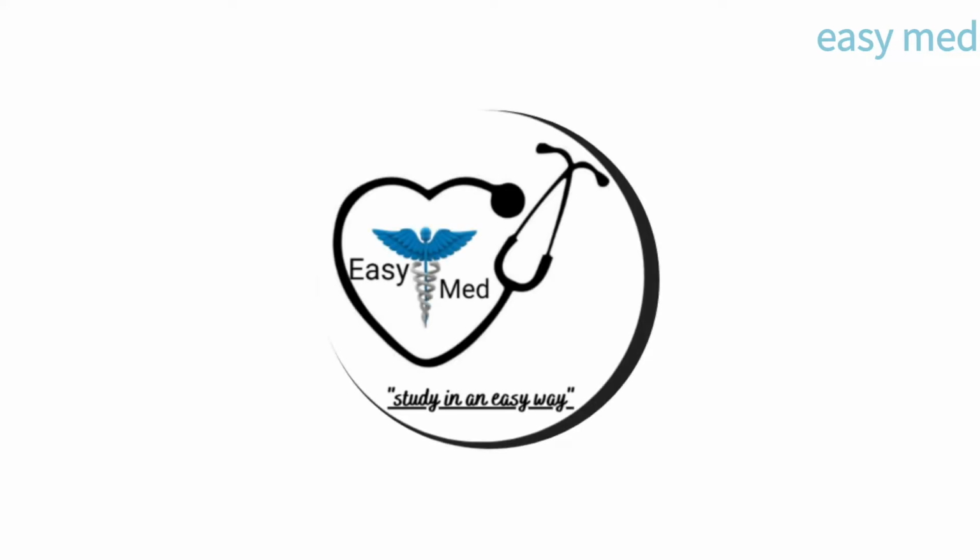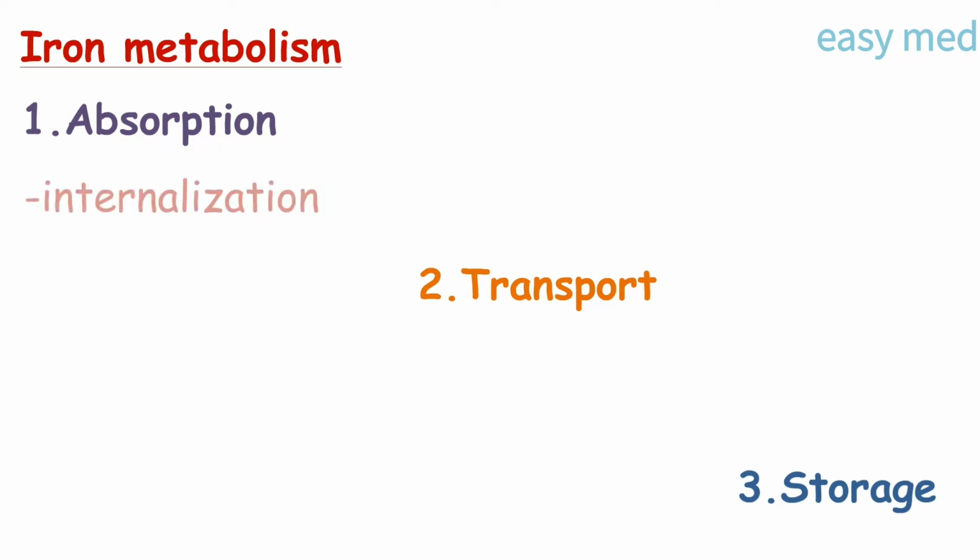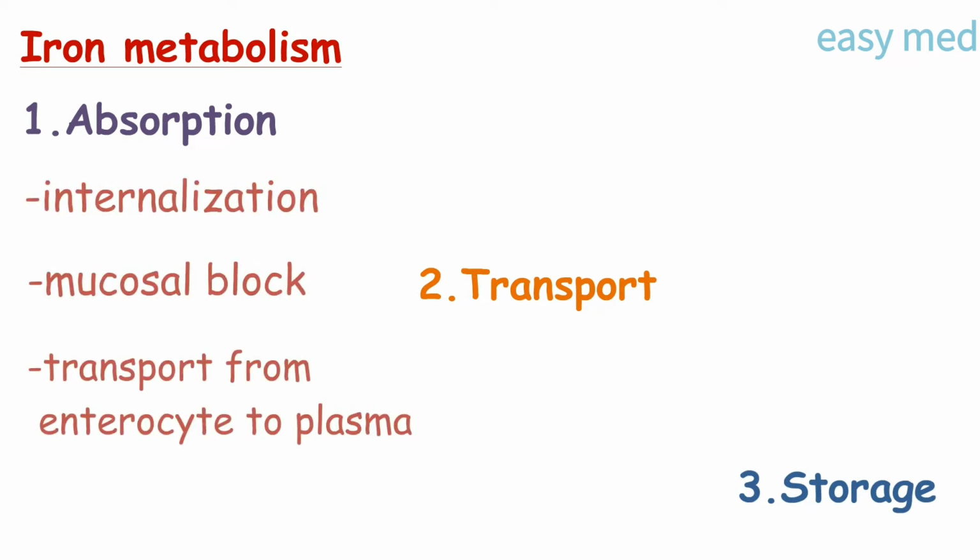Today's topic of discussion is iron metabolism. It contains absorption, transport and storage of iron. Absorption of iron has three steps: internalization, mucosal block and transport from enterocyte to plasma.